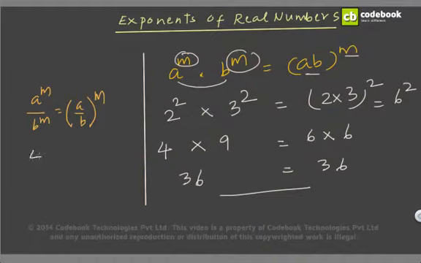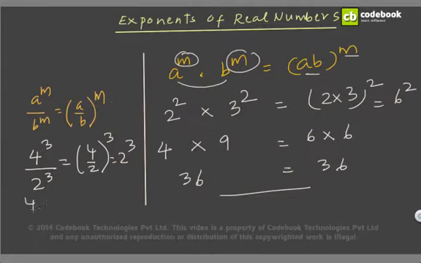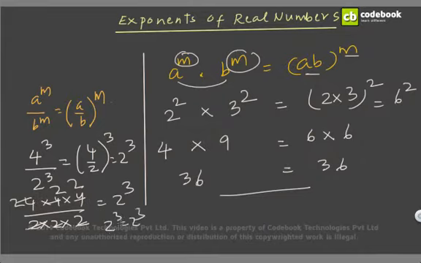Let's consider 4 power 3 by 2 power 3. Based on this identity, this is equal to 4 by 2 whole power 3, which is nothing but 2 cube. So 4 multiplied by 4 multiplied by 4 by 2 multiplied by 2 multiplied by 2 is the left hand side, and then this simplifies to 2 multiplied by 2 multiplied by 2, which is nothing but 2 cube. So left hand side and right hand side are equal.